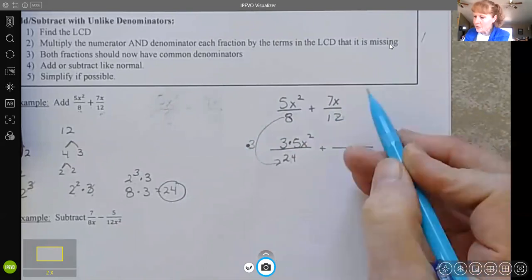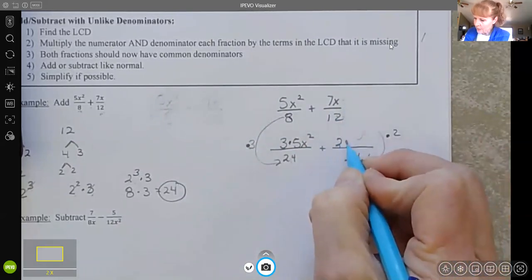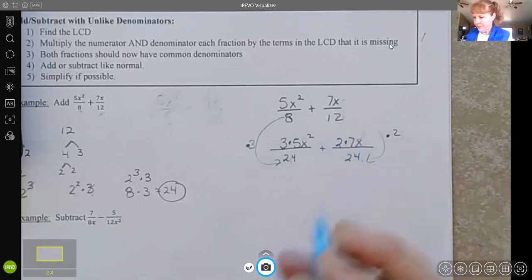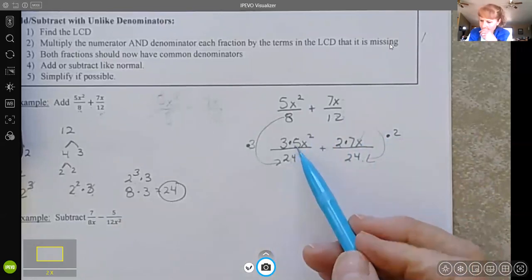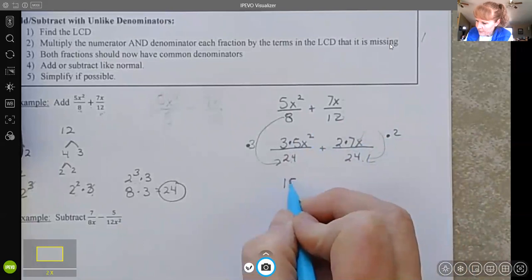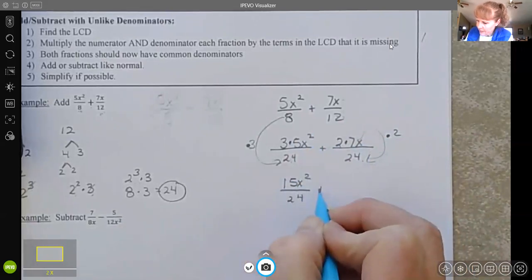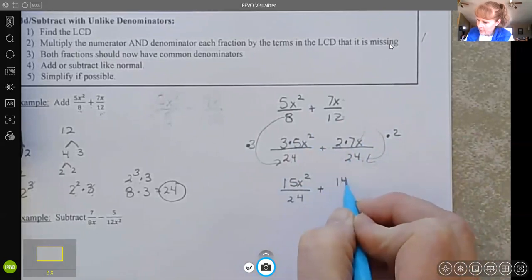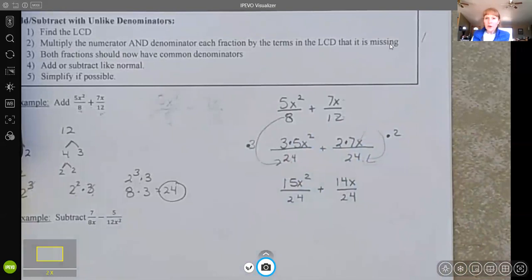So I have to do the same thing to the numerator. So 2 times 7x. And then I'll simplify them. So I didn't want to skip any steps. And some of you could probably just go ahead and write 15x squared over 24, 14x over 24. So now you have two fractions that are equivalent fractions.